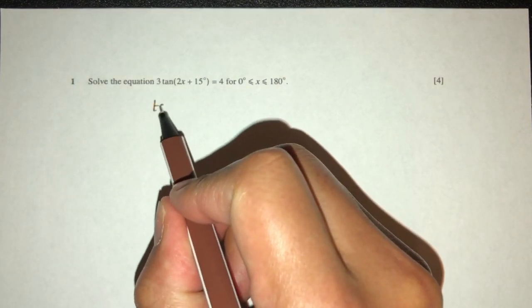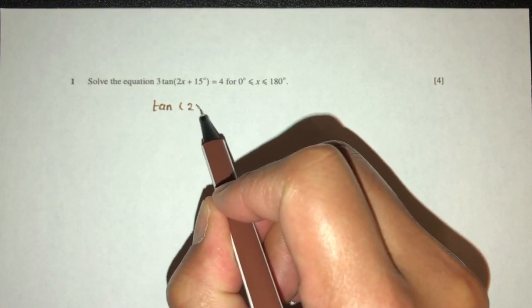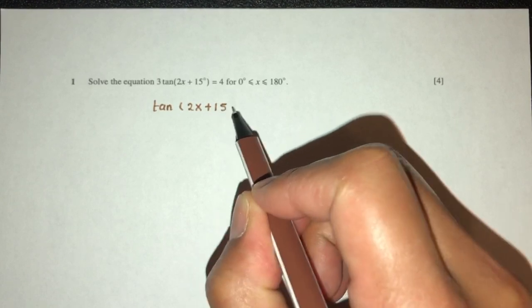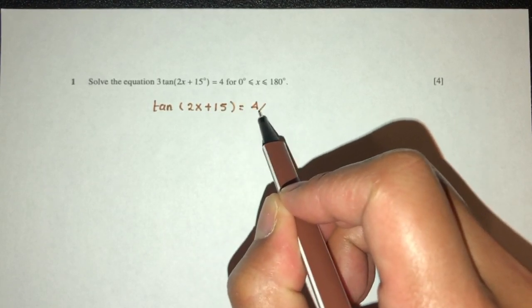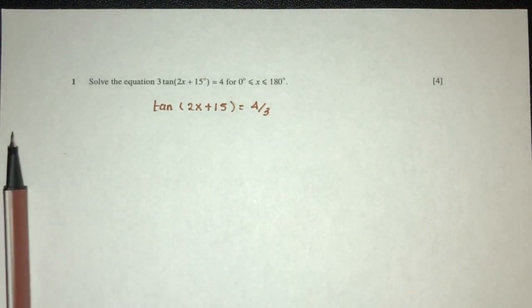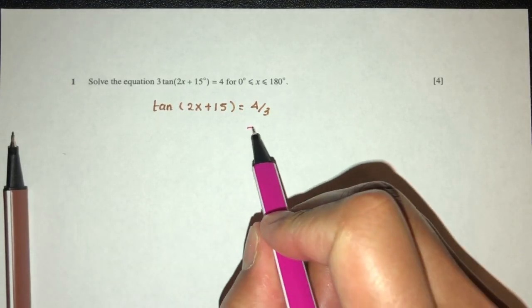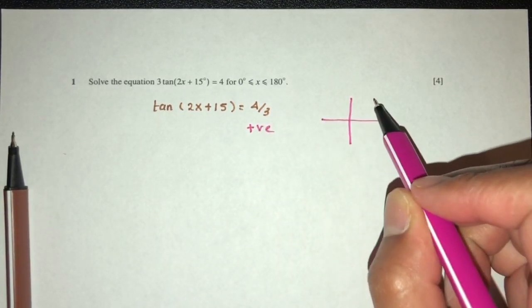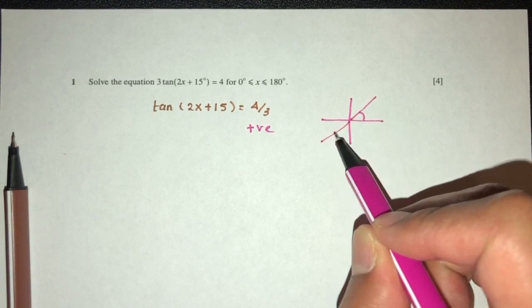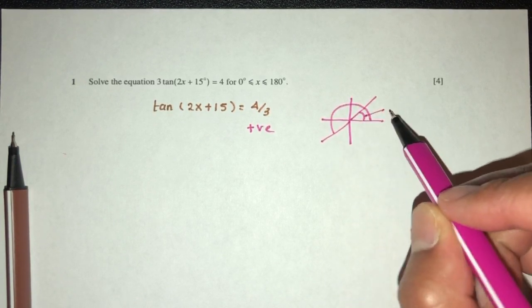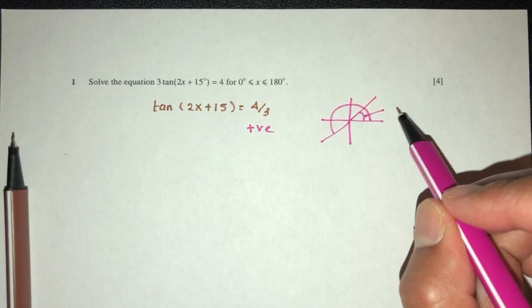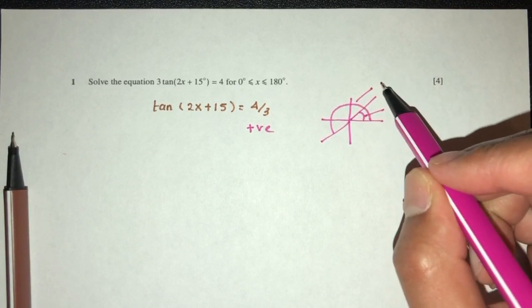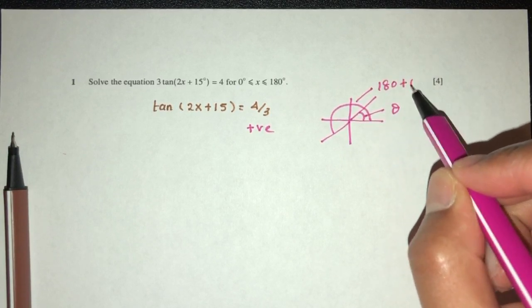So step by step, we have to first make tan the subject. You have tan(2x + 15) equal to 4 over 3. Now, given that tan is a positive value, we have to look at the quadrants. It will be in the first quadrant and then in the third quadrant. This will be simply the value of the angle. Let's call this theta, and this is the value of 180 plus theta.